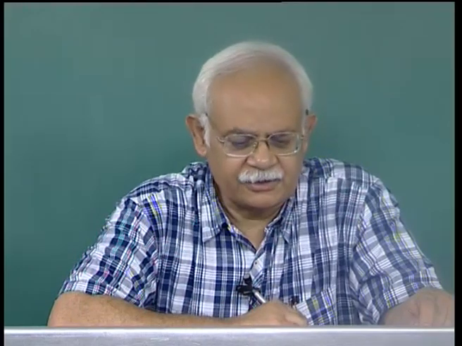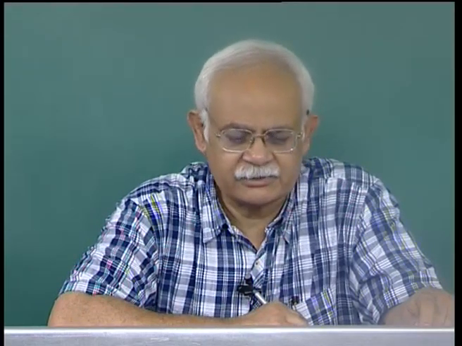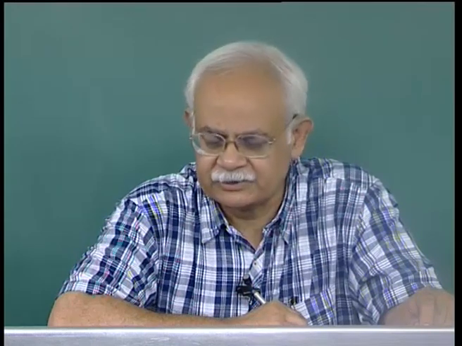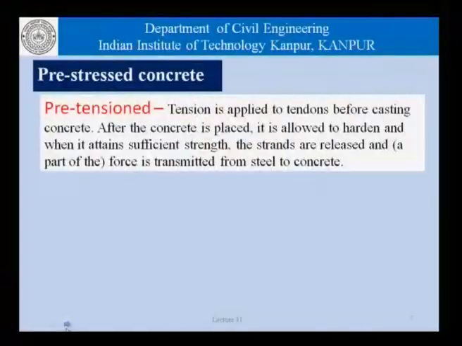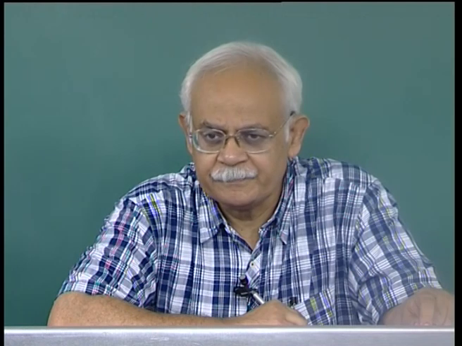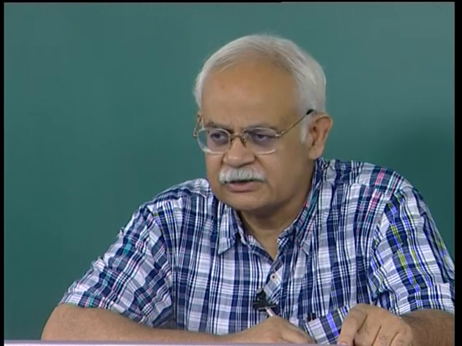Coming to pre-stressed concrete, we have talked about it sometimes, that there are two kinds of pre-stressing in concrete. One is pre-tensioned, where tension is applied to tendons before casting the concrete, and after the concrete is placed, it is allowed to harden, and when it attains sufficient strength, the strands are released. That is, the tension in the strands is then transferred from the steel to the concrete, or at least a part of it is transferred to the concrete, and by that token the tension in the steel tendons reduces to some extent.